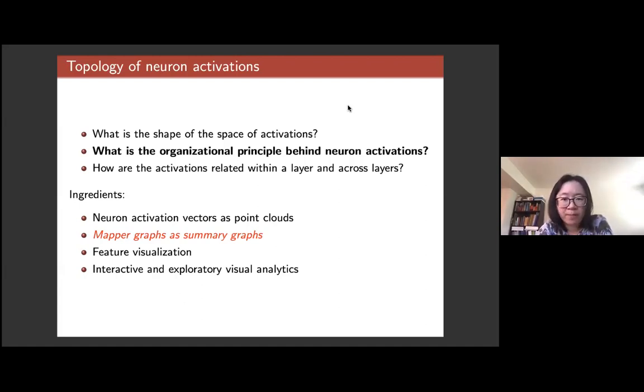Okay, so from the top down, really what we're after is, what is the organizational principle behind neural activations? And we feel that mapper graph is a good topological tool to try to capture that. Of course, by nature of the mapper graph, there are two types of topological structure we're really after. One is a branching structure and one is a loopy structure. As you see, the Twitter message is mostly focused on loopy structure, but it turns out for us, there's quite a bit of branching structures that is actually very humanly interpretable.